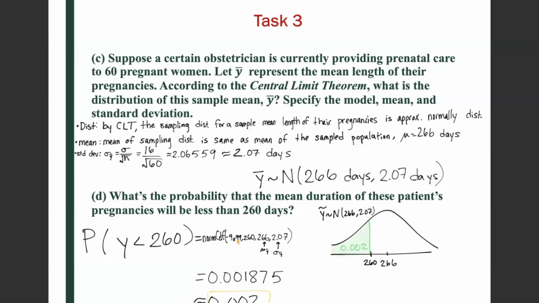So our lower bound is going to be -9E99, or you could do -10 to the 10. And then our upper bound is 260. And then our mean for the Y bar distribution is 266, and the standard deviation is 2.07. So that gives us 0.001875 or 0.002 if you round, and that's that area under the curve. That's the probability that we were looking for.